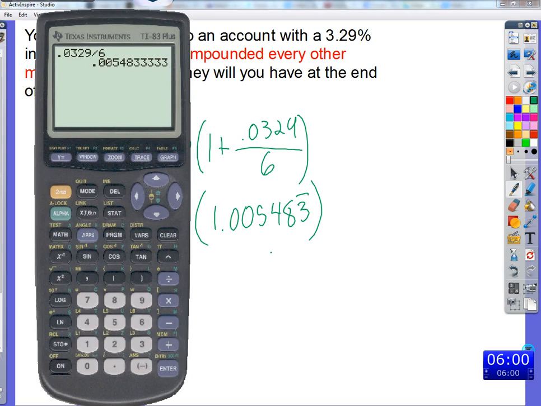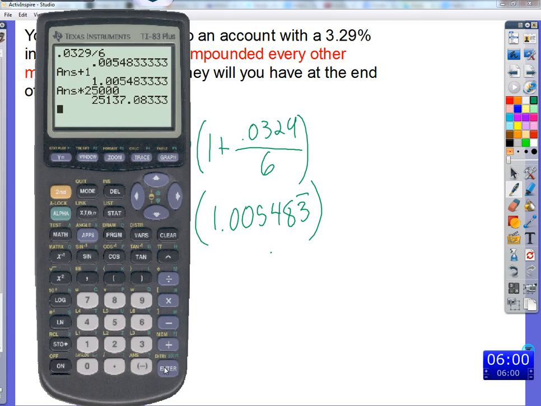Let's do that. Let's see what happens. So we'll take this. We'll add 1 to it, so we get that 1 point there. Multiply that by 25,000. We get 25,137.08. So that's a little bit more. When will you have that much money? After 2 months. Not too much, just 2 months.